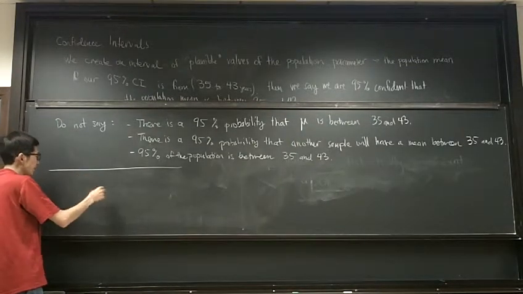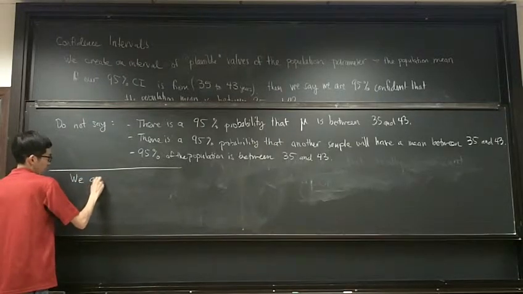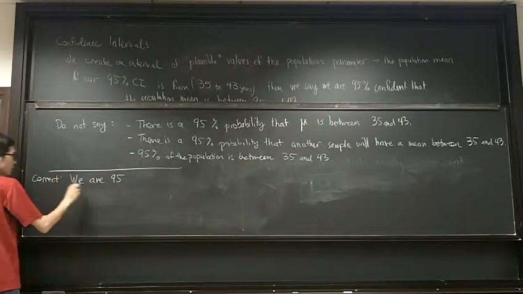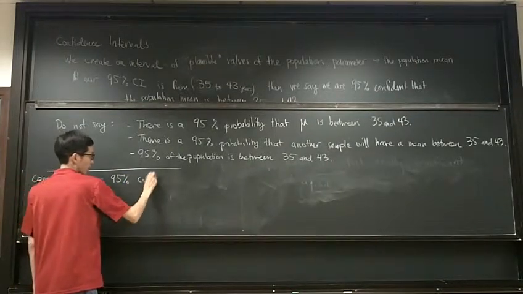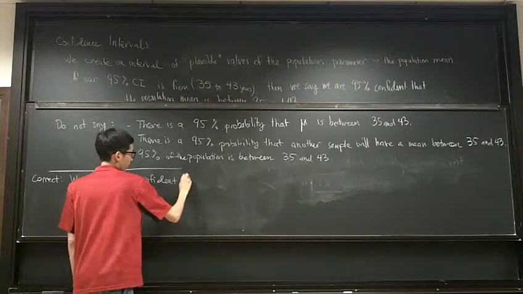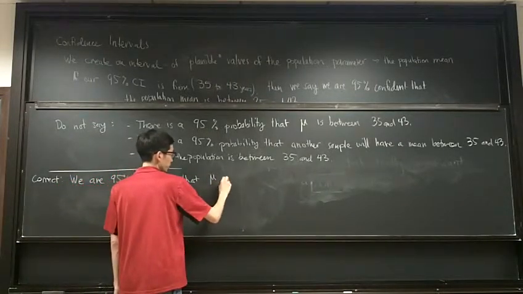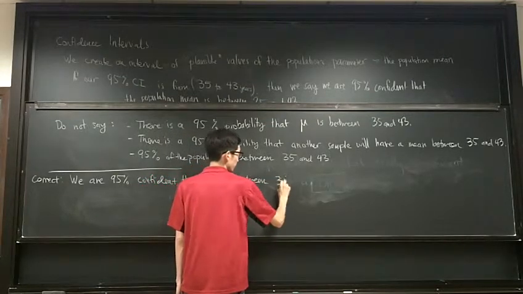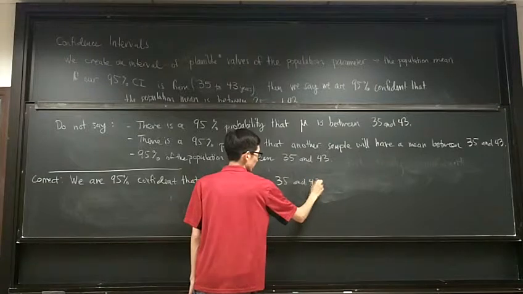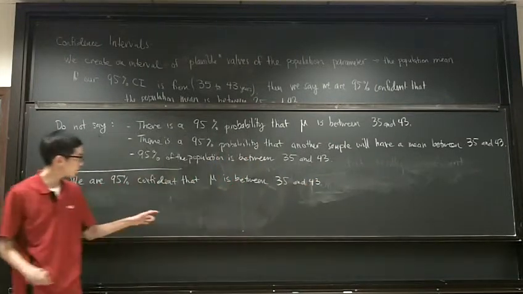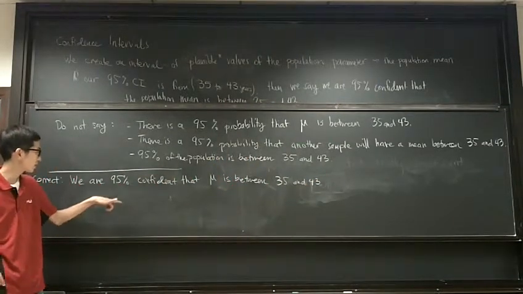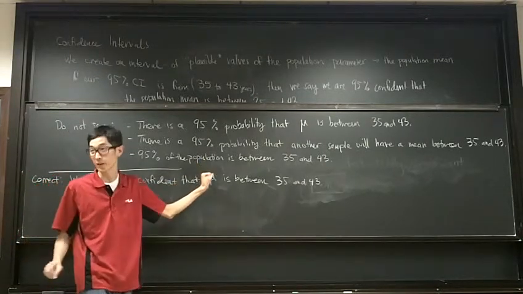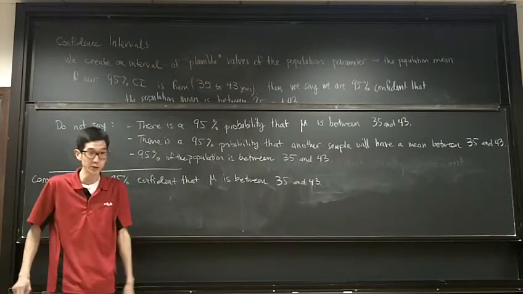Yeah, we just say we are 95% confident. This is correct. The correct thing to say is we are 95% confident that the population mean mu is between 35. Oh, I guess another common mistake is that somebody might say we're 95% confident that instead of mu they put in y bar, the sample mean is between 35 and 43.